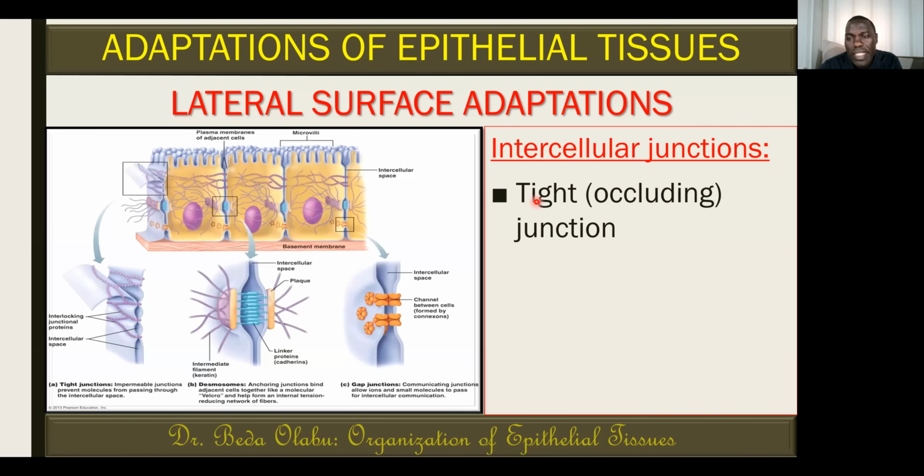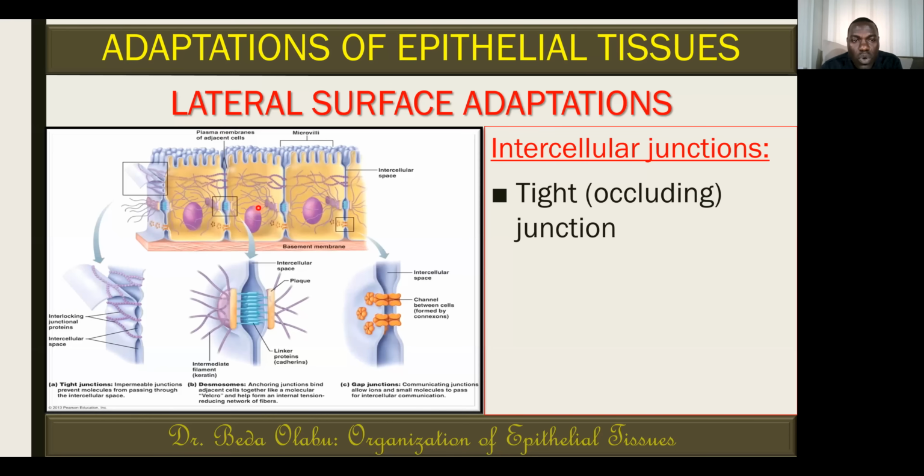This is what we call tight junctions. You can also call them occluding junctions. In Latin, we call them zonula occludens. The tight junctions are regions between cells, like here, that prevent paracellular transport. Paracellular transport is transport of substances between cells.